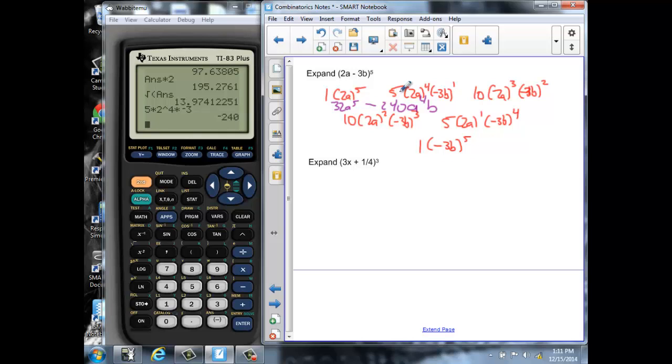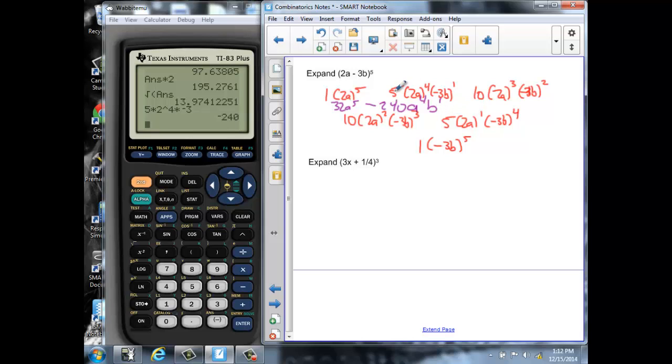Michelle, if you went 2a to the 5, why would you still put the exponent there? Well, because the 5 applies to the 2, but it also applies to the A. So the A still goes to the 5, but the 2 itself is also to the 5, which is 32. So you did 2 to the 4 times the 5 and times the negative 3 too. Yeah. Now, A is still to the 4 and B is still to the 1, but now your leading coefficient is 5 times 2 to the 4 times negative 3. Sorry, this is supposed to be negative 240, A to the 4, B to the 1.